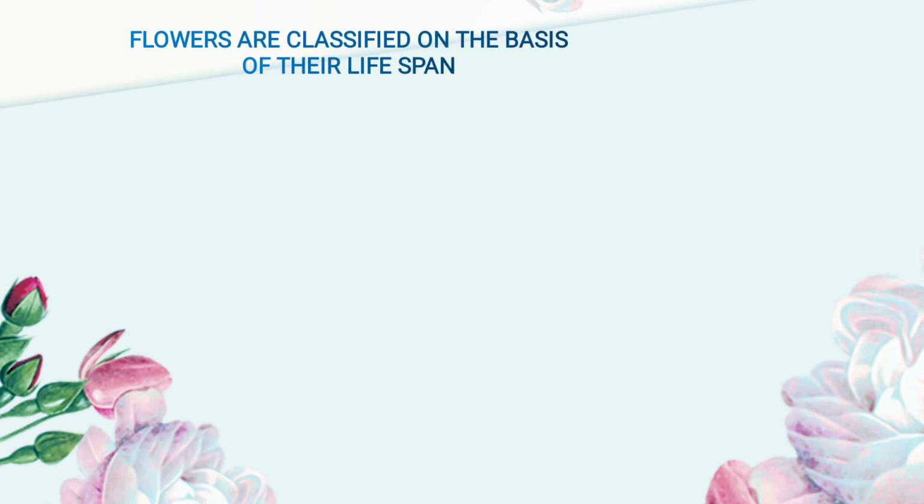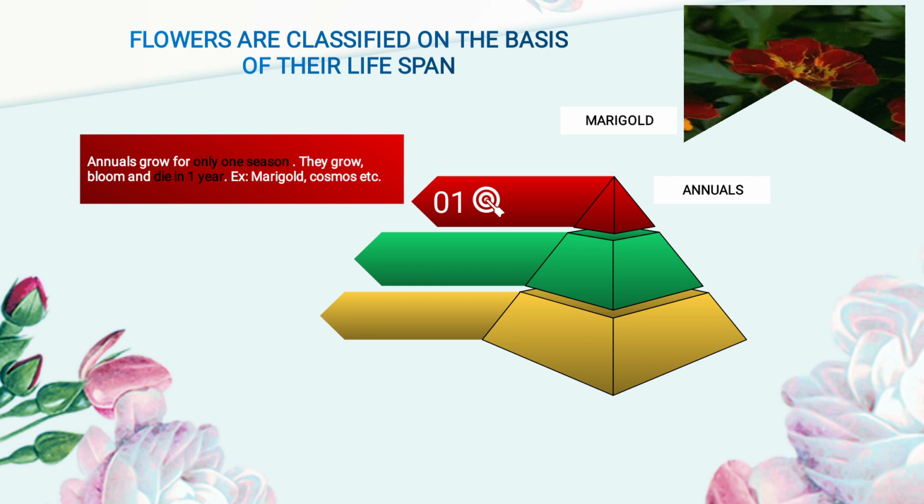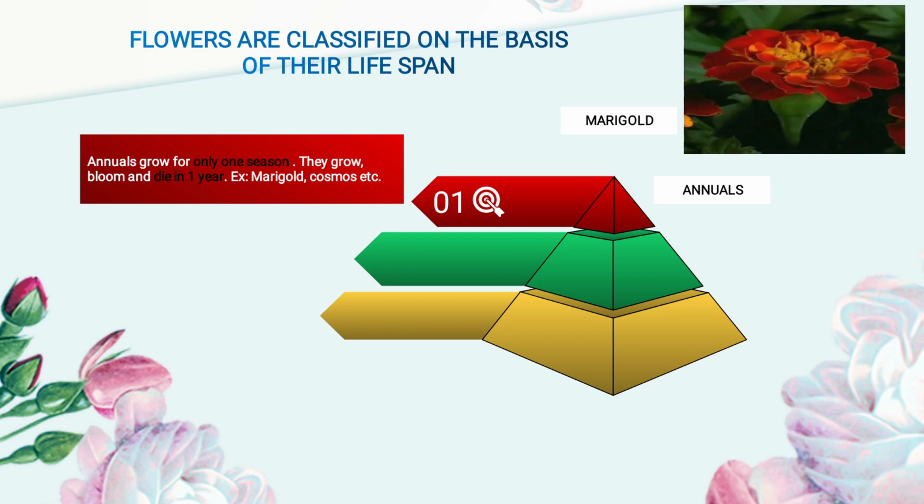Now flowers are classified on the basis of their lifespan. Let's see. Number one is annuals. Only from the name it is signifying, means one. Annuals grow for only one season. They grow, bloom and die in one year.